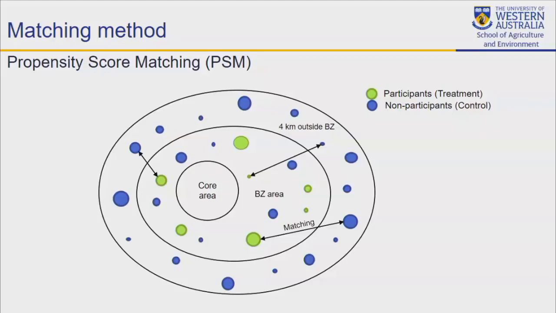For the PSM, the first step will be to calculate the propensity score, that is, the probability of a household participating in the intervention given the set of characteristics. The second step is to match one participating household, one treatment household, with one or more control households. Once the matched set of treatment and control groups is formed, the impact is estimated by directly comparing the outcomes between the treatment and control groups, or the participants and non-participants.